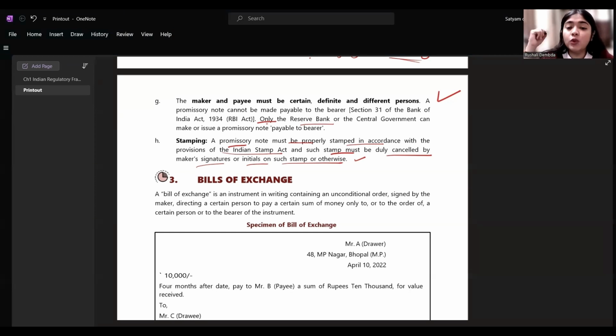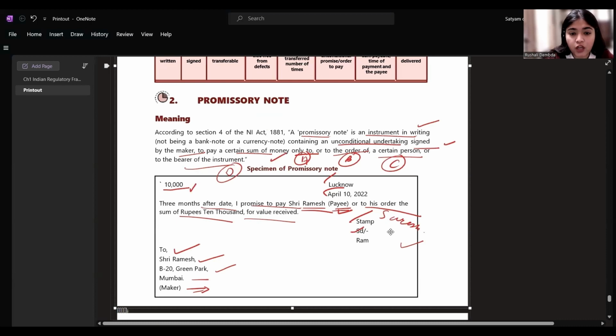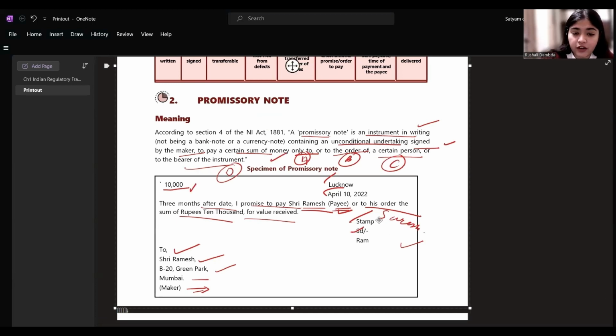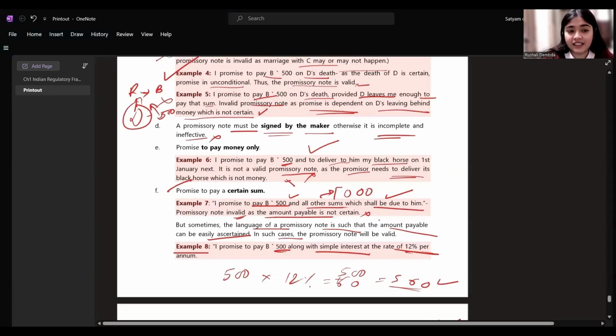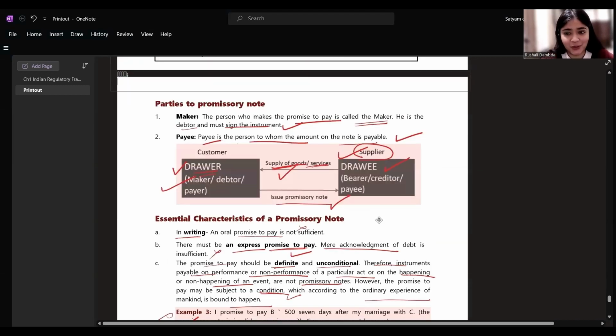Such stamp may be duly cancelled by the maker's signature. If this promissory note is to be cancelled, it should be cancelled using the maker's signature or initials on such stamp or otherwise. So we saw over here that a stamp was required in this promissory note. If the stamp is to be cancelled, we have to cancel it by signing over it. Whatever the signature of that person is, it is to be done over here. I hope all the essential characteristics of the stamp and of the promissory note are clear to you.